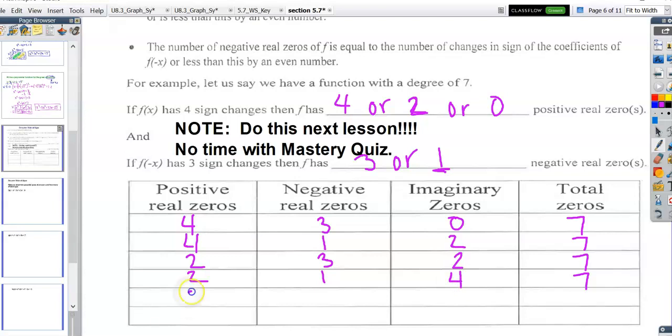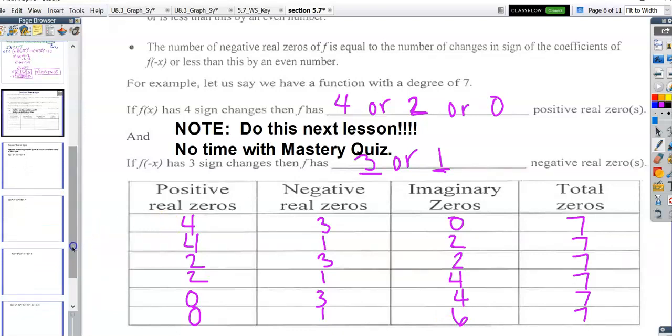And then if we had 0 positive real zeros, and then we had 3 negative real zeros, we still have a total of 7, so we would still have 4 imaginary zeros. And then if we had 0 positive real zeros, and then just 1 negative real zero, that means the remaining 6 out of the 7 would have to be imaginary.